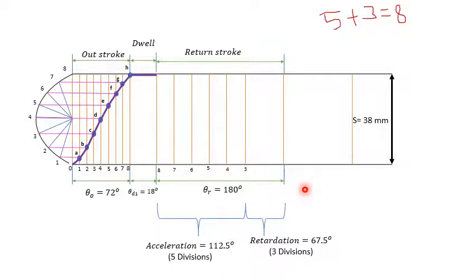Okay, similarly for retardation, 3 divisions. So 0, 1, 2, 3. Like that we have to divide from the right hand side. So from each number draw lines, vertical lines like this.